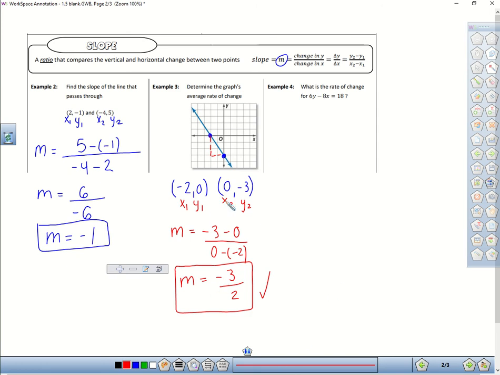And I knew my slope was going to be negative because you read math from left to right just like you read English, and I can see that my line is sloping downward.